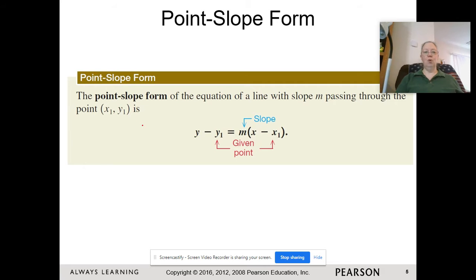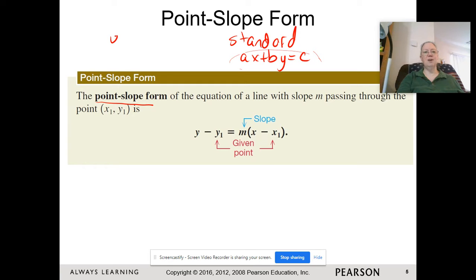Point slope form, it's a new form. So we have standard form, ax plus by, excuse me, standard form. We use this for if we're solving systems of equations, which we're going to do in chapter 4. Sometimes when we have an application problem, it might be easier to write an equation like this, but most of the time not.